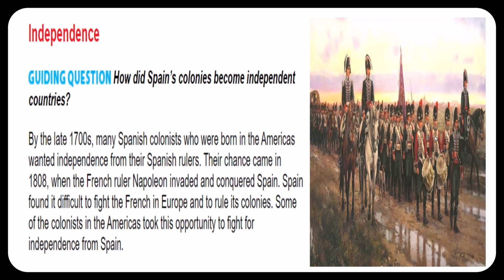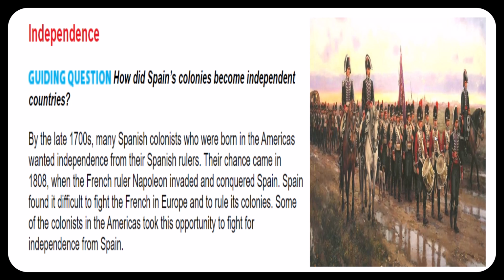Independence. By the late 1700s, many Spanish colonists who were born in the Americas wanted independence from their Spanish rulers. Their chance came in 1808, when the French ruler Napoleon invaded and conquered Spain. Spain found it difficult to fight the French in Europe and to rule its colonies. Some of the colonists in the Americas took this opportunity to fight for independence from Spain.